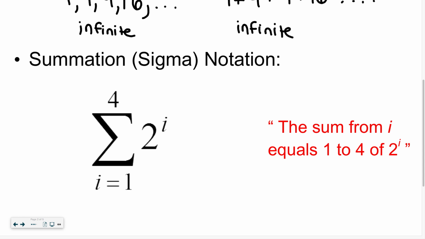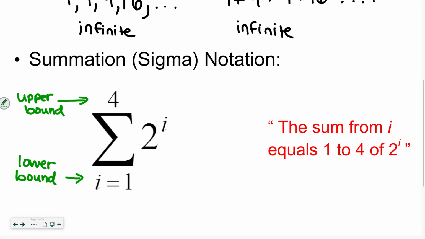Now, usually you see them on top and on bottom of sigma, but sometimes they're like right next to the brackets of the sigma. But these are your lower and upper bounds. So on the bottom is going to be your lower bound. On the top is going to be your upper bound. So it tells you like how many things you want to add.